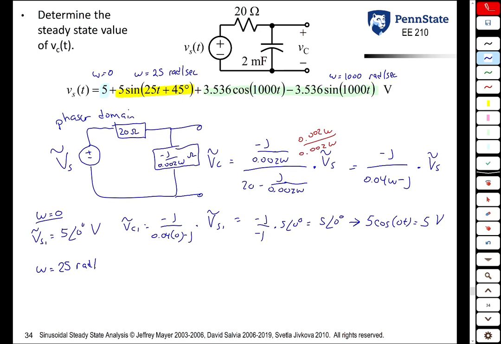Now let's set our frequency to 25 radians per second. Vs2 tilde is now going to be what? It's going to be 5 sine 25t plus 45 degrees. Because it is a sine, we have to subtract 90 degrees from the angle, but then you add 45. This now becomes 5 at an angle of minus 45 degrees volts.